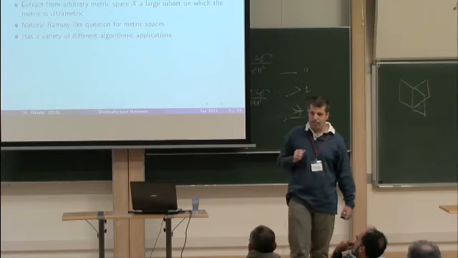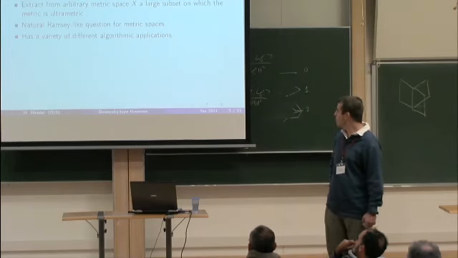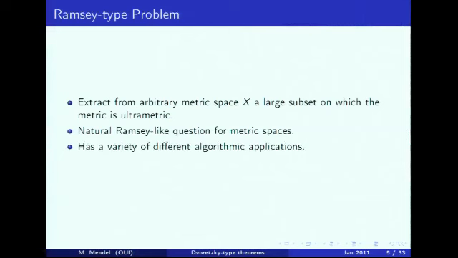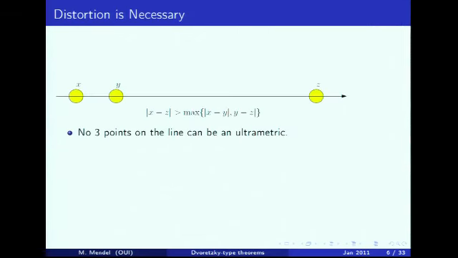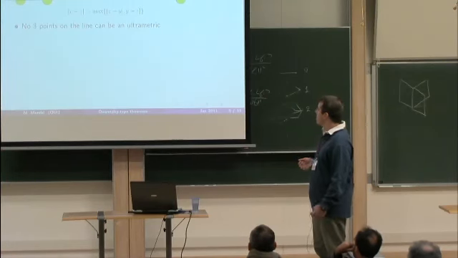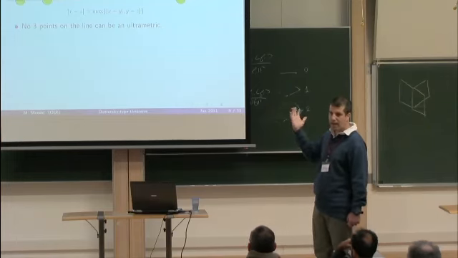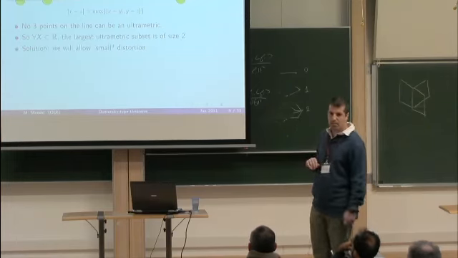It has a variety of algorithmic applications which I'm not going to talk about in this talk. But even this is not really possible because of this trivial example. Any 3 points on the line satisfy the triangle inequality with equality, which means that they don't satisfy the ultrametric inequality, the ultra triangle inequality. Which means that if you try to extract an ultrametric subset from the line, you have to be satisfied with 2 points.